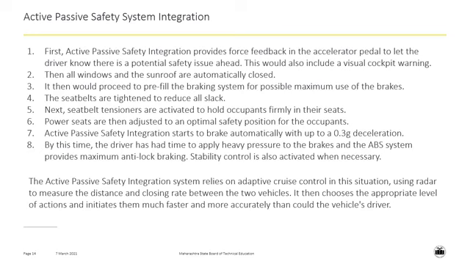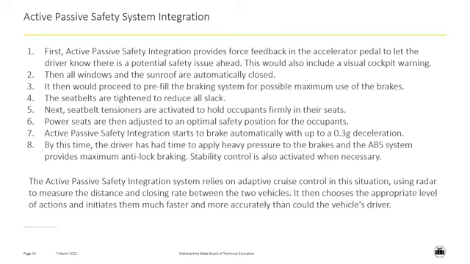So how will this work? The first step: active-passive safety integration provides force feedback in the accelerator pedal to let the driver know there is a potential safety issue ahead. This would also include a visual cockpit warning. Second, all windows and the sunroof are automatically closed. The next step is to pre-fill the braking system for possible maximum use of the brakes. Fourth, the seat belts are tightened to reduce all slack. Next, seat belt tensioners are activated to hold occupants firmly in their seats. Thereafter, power seats are adjusted to an optimal safety position for the occupants.